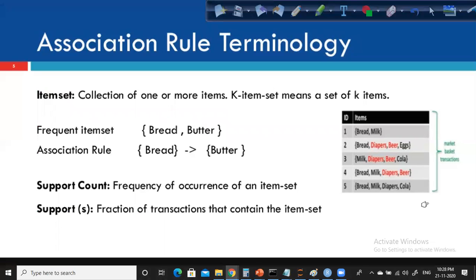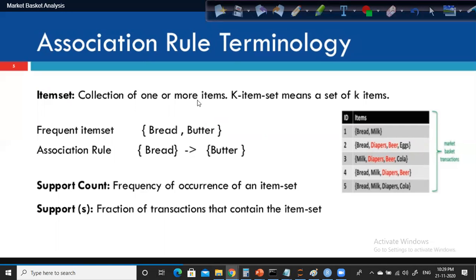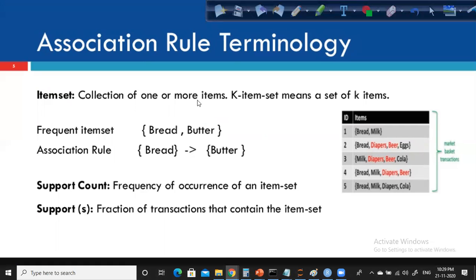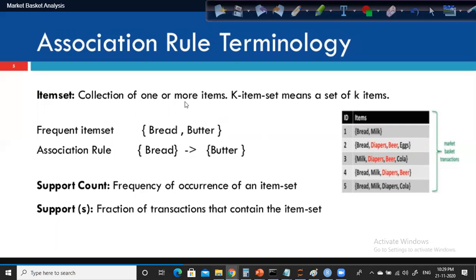Now let us look at this one. An item set is a collection of one or more items. It need not be a pair. Sometimes they buy milk and egg with bread also. The whole idea is we want to find out the frequent item sets. The collection of one or more items, item set is nothing but that. The frequent item set, bread and butter.